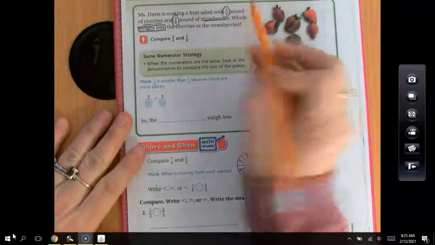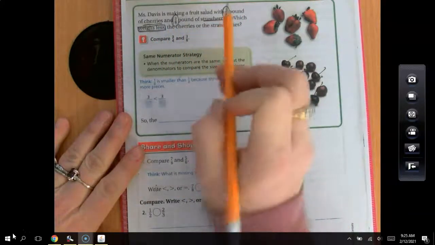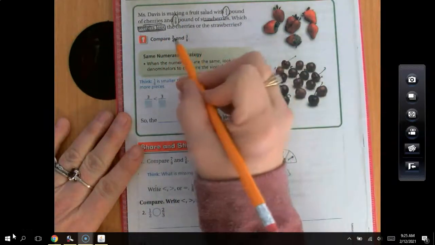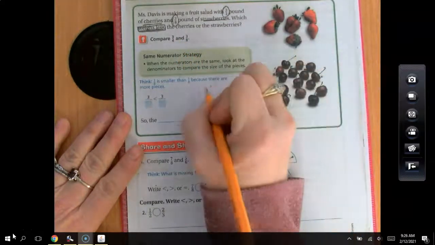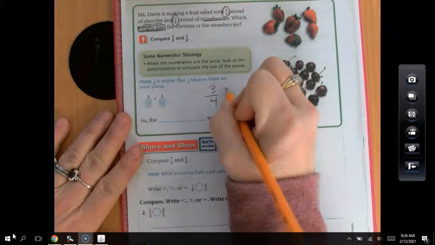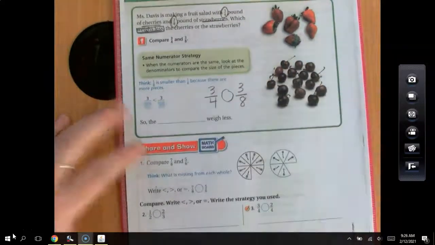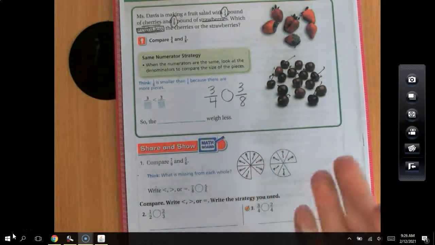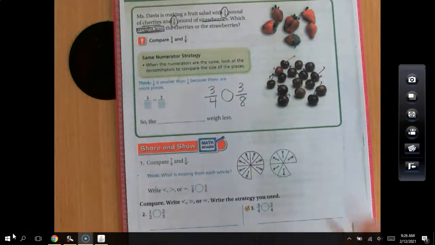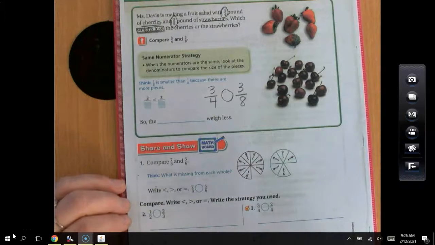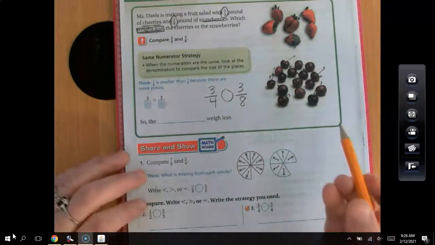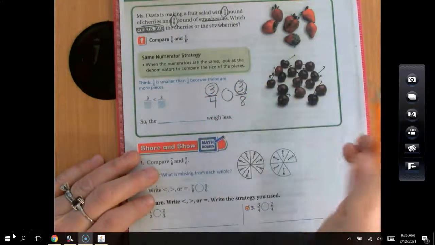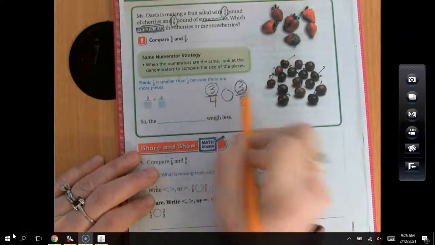Okay, so we have 3/4 pounds of cherries, 3/8 pounds of strawberries, and we need to find which one weighs less, okay? So again, I like to rewrite my fractions, okay? So I'm going to do 3/4 with my circle and 3/8. Just helps me stay organized, all right? Now, let's look at this. Do you notice anything that's the same with these fractions? Yeah, the numerators, the number on top, are the same. They both have 3's, okay?